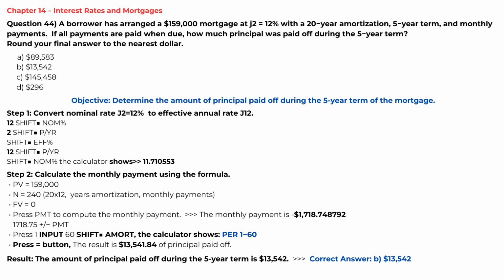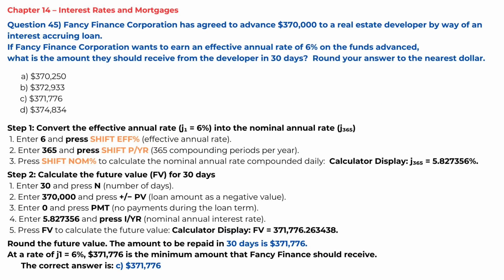The monthly payment is 1,718.48792. Enter 1,718.49, plus and minus sign, and then press PMT to round off the payment. Press 1, input 60, shift Amort. The calculator shows 1 to 60. Press equal sign once. Calculator displays 13,541.84 of principal paid off. Result: the amount of principal paid off during the 5-year term is 13,542. Correct answer B, 13,542.